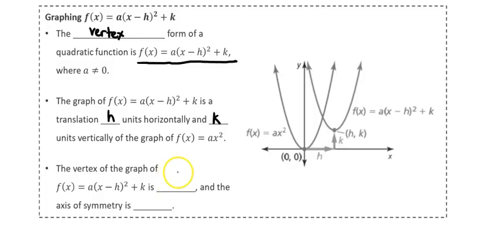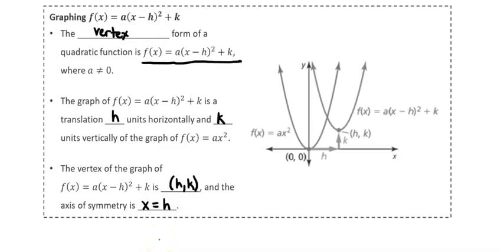So that left and right movement and the up and down movement change the vertex. So the vertex comes from the numbers where h and k are. And the axis of symmetry, of course, is x equals, and it always equals the x value of the vertex, which in this case is h.